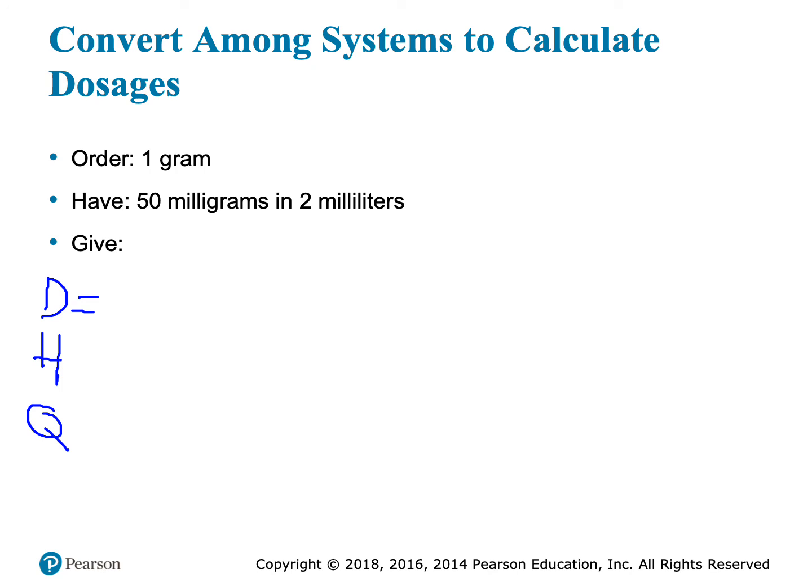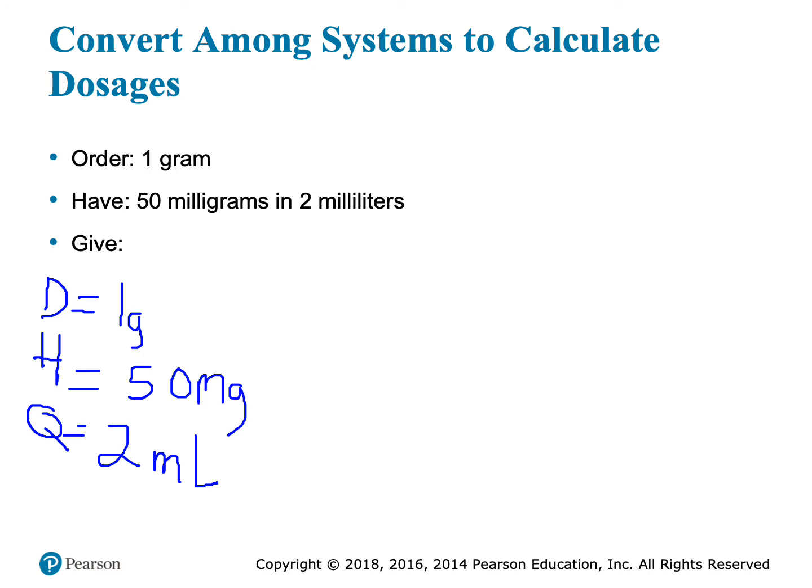Yes, the D is what was ordered, and that is 1 gram, okay? The H is what we have, right? And it says we have 50 mgs. And then it's telling us the quantity is dose milliliters, okay? So now we have our parts of our equation, but let's look at the D and the H.